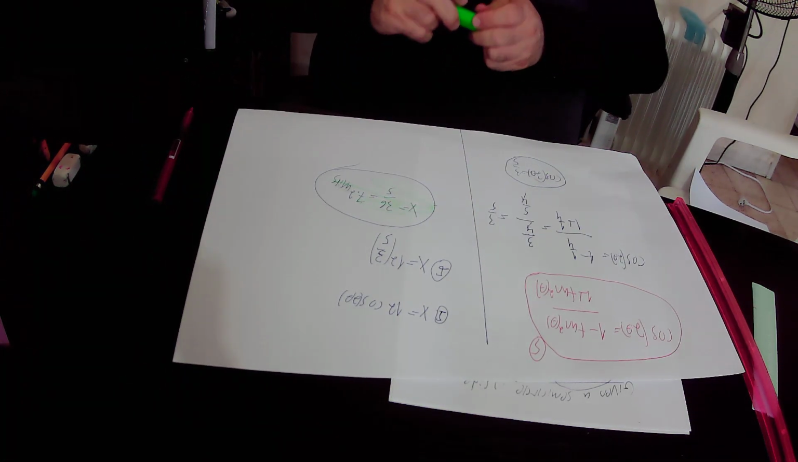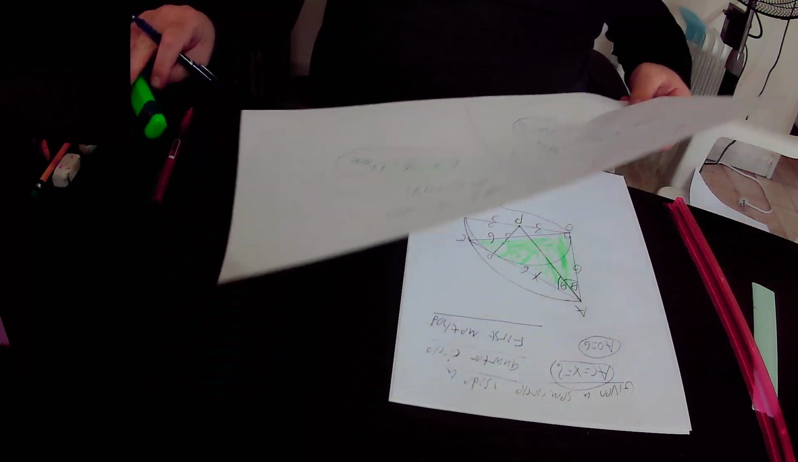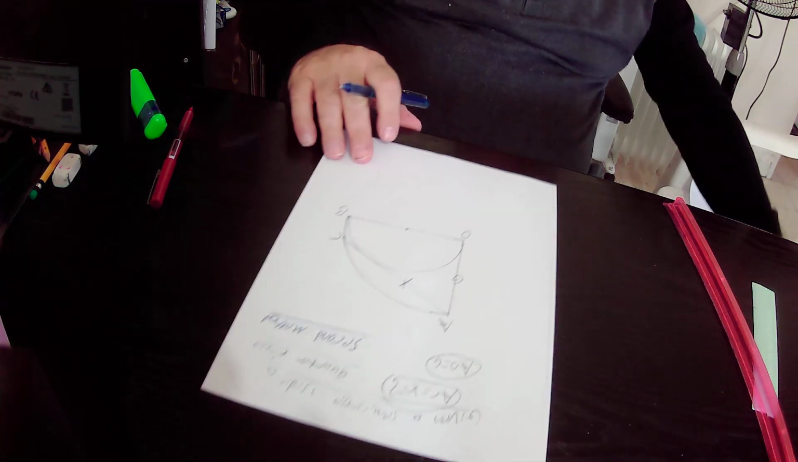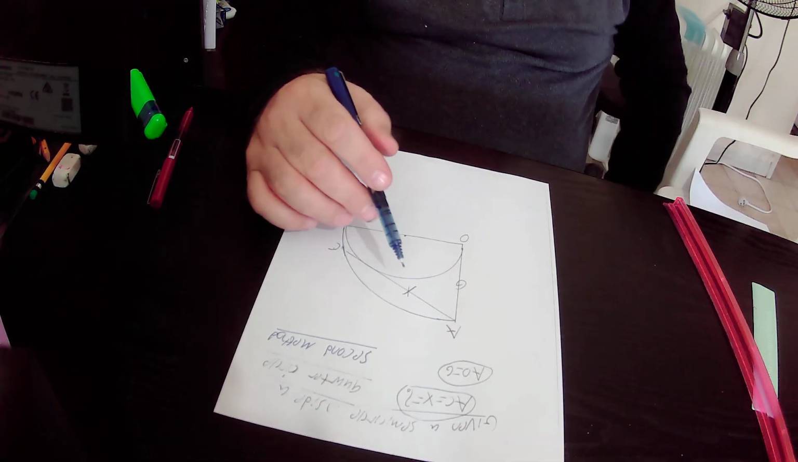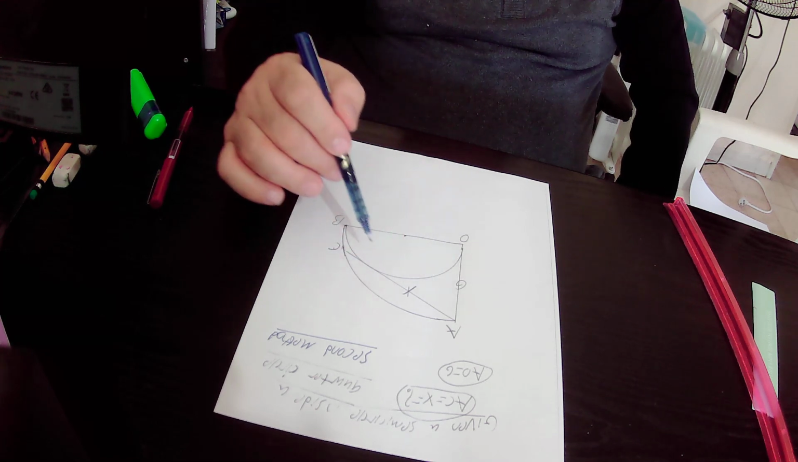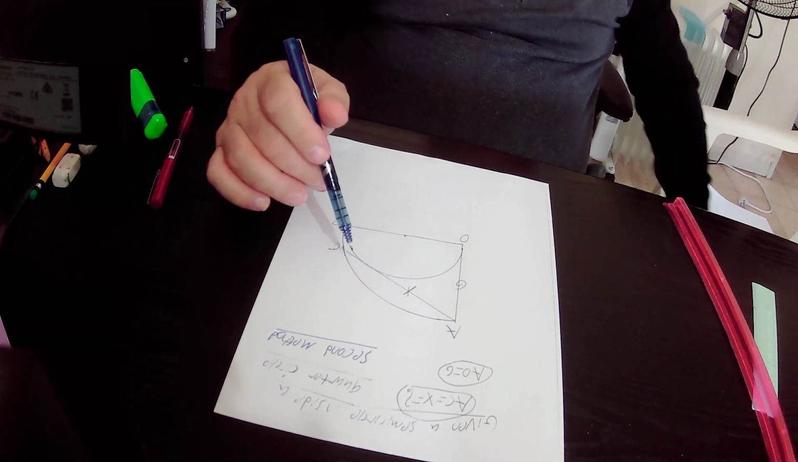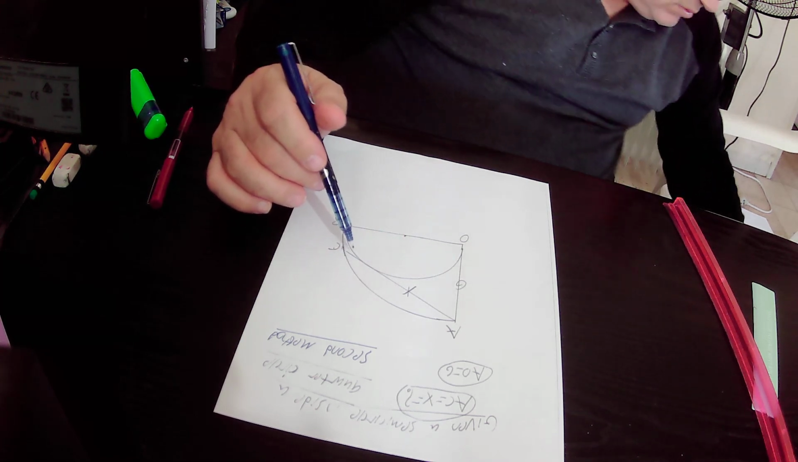Okay? So we finished with the first method. In the next step, I will present to you how to find the length of side AC, that is equal to x, according to the second method.